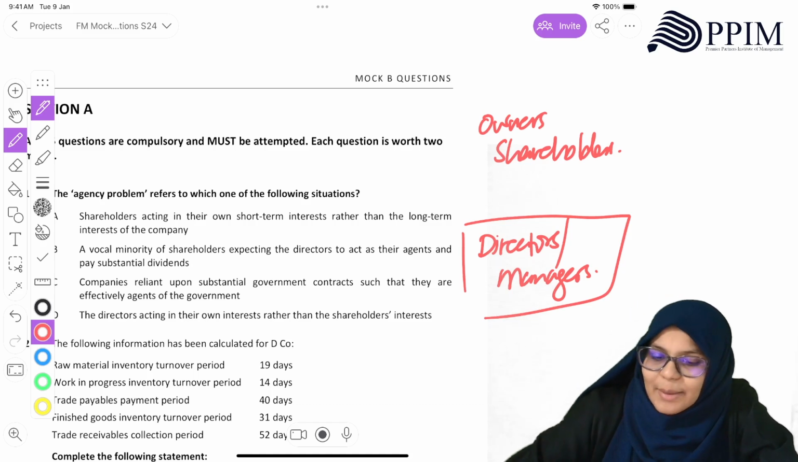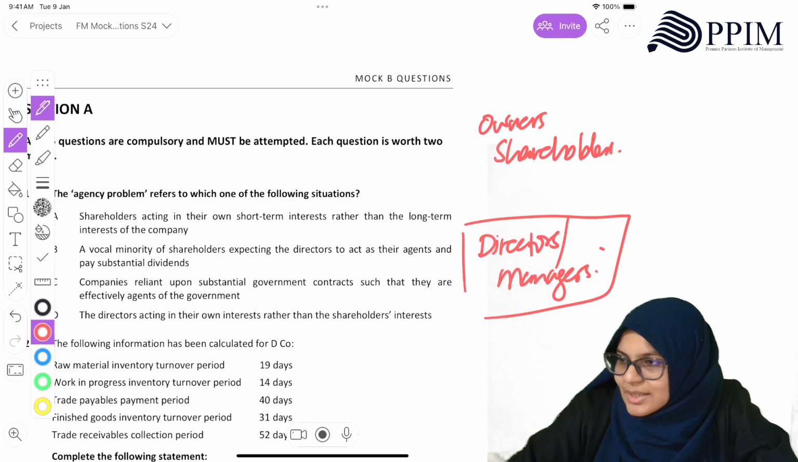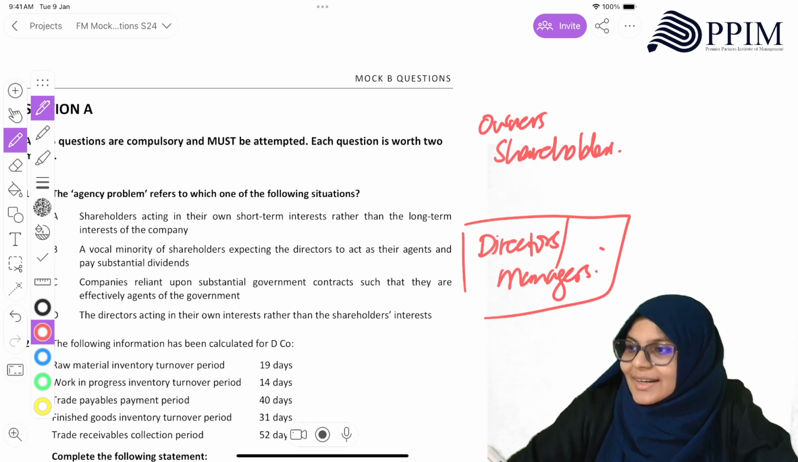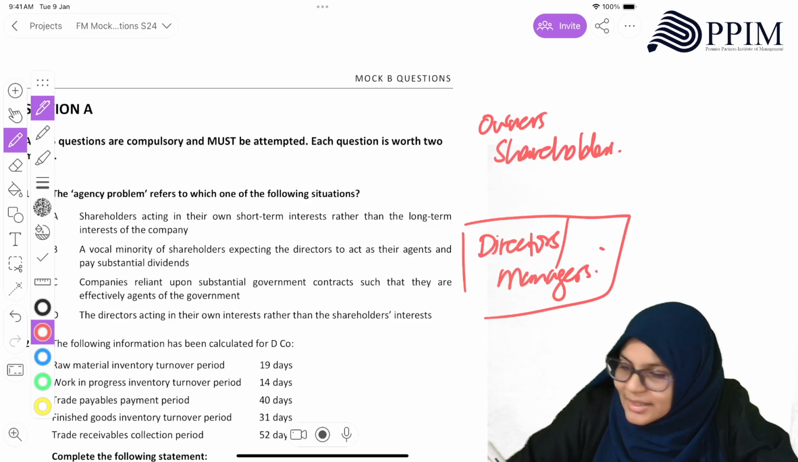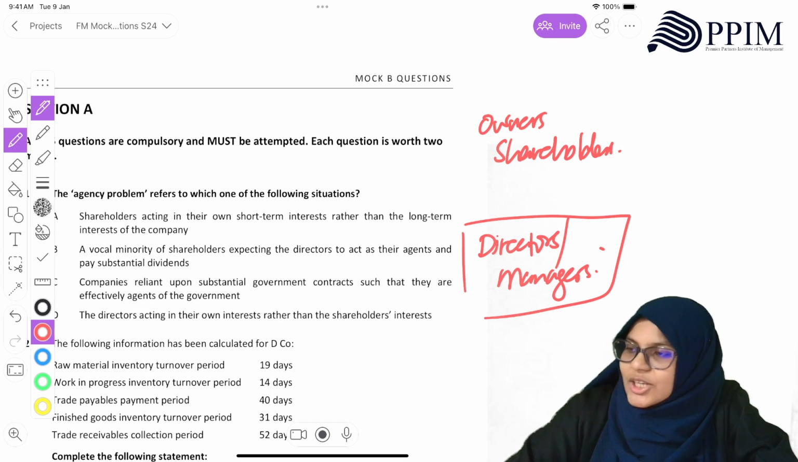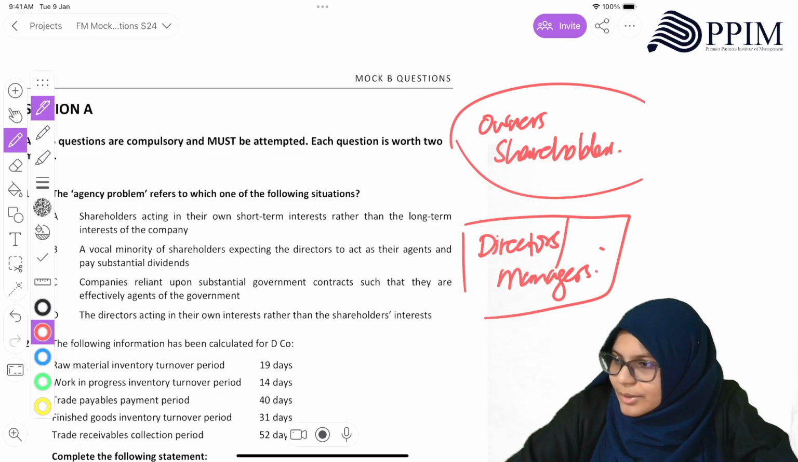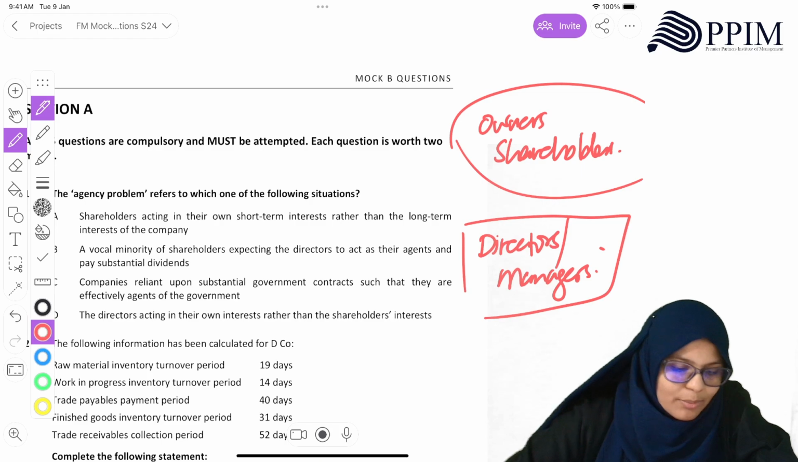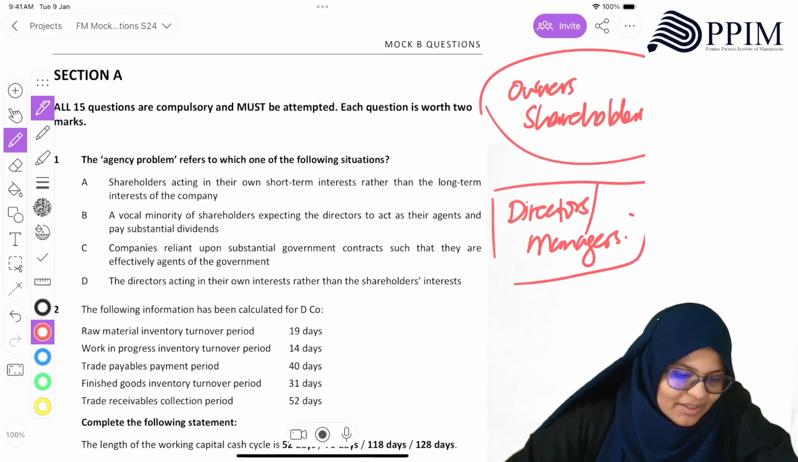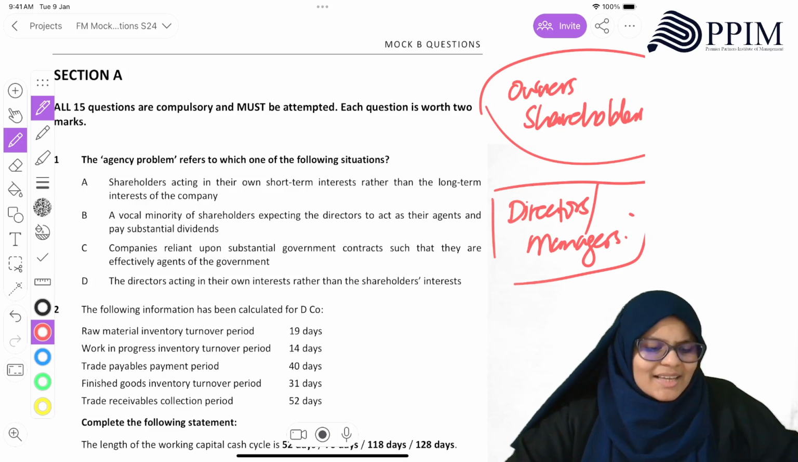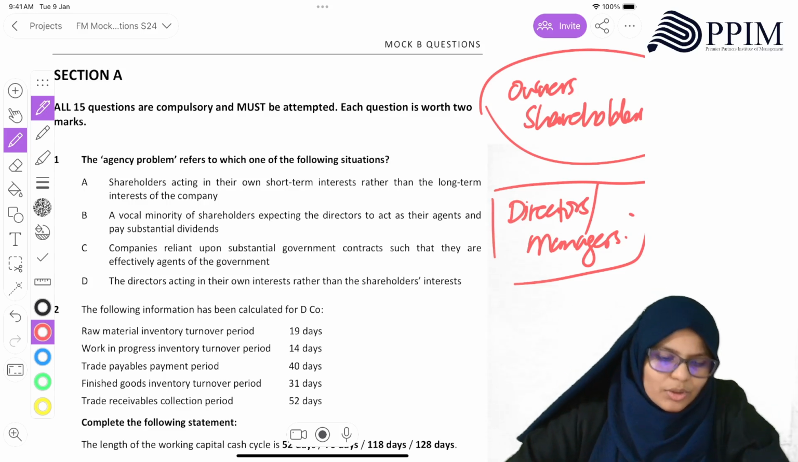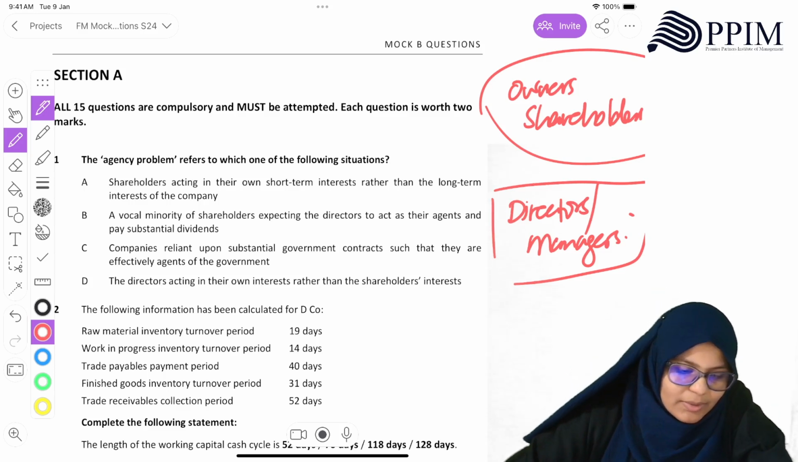So what happens is the managers might take decisions that are going to benefit the managers and not the shareholders, which is not really fair, because the owners are the shareholders. Ideally everybody should work for the shareholders' benefit, but sometimes it can happen the other way around. So that is the agency problem. Let's see if we have that answer. It says shareholders acting in their own short-term interest rather than long-term interest of the company.